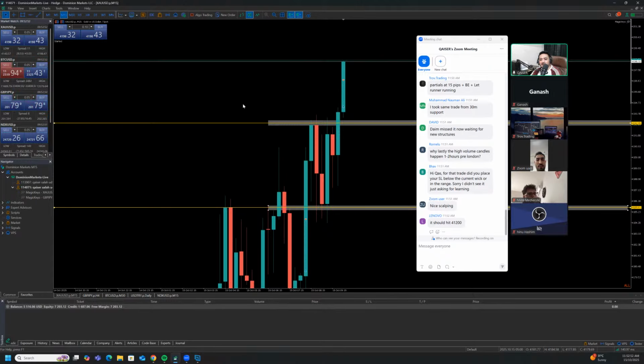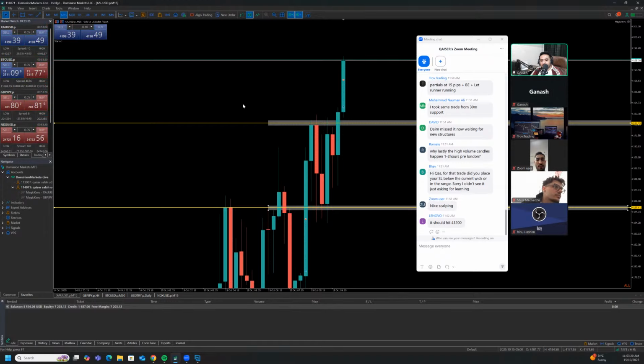Why lastly do the high volume candles happen 1 2 hours pre-London? I just don't know. It's a market. It can do anything anytime. Mostly, pre-London and London have volume there, and we can only recognize it by reading the size of the candles. It's a simple way to understand the volume hitting the market by watching the size of the candles.